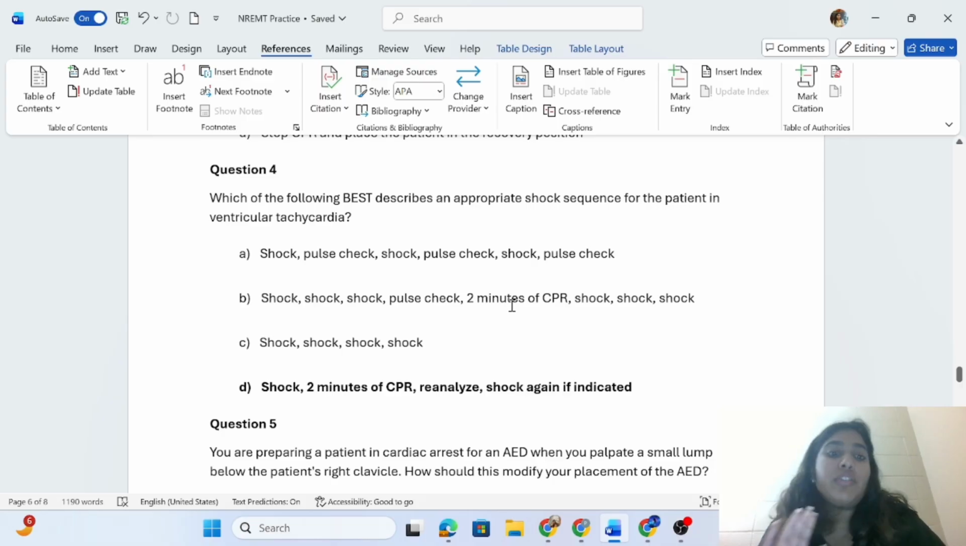So ventricular tachycardia is when your heartbeat is very fast. Tachy means fast, brady means slow. So ventricular tachycardia is when the heart is beating very fast.